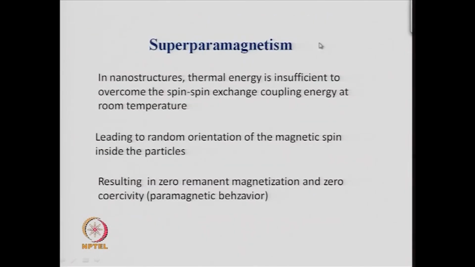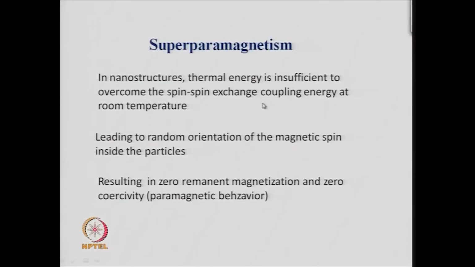Now, we come to the exact problem of magnetism in nanomaterials. What is superparamagnetism? Many of these magnets, when you decrease the size of the particle to the nano dimension, you will get superparamagnetism. So, in nanostructures, the thermal energy is insufficient to overcome the spin-spin coupling energy which exists between the magnetic dipoles at room temperature. So, they are unable to change their position. So, you will not have that kind of energy to overcome the spin-spin exchange coupling energy at room temperature.